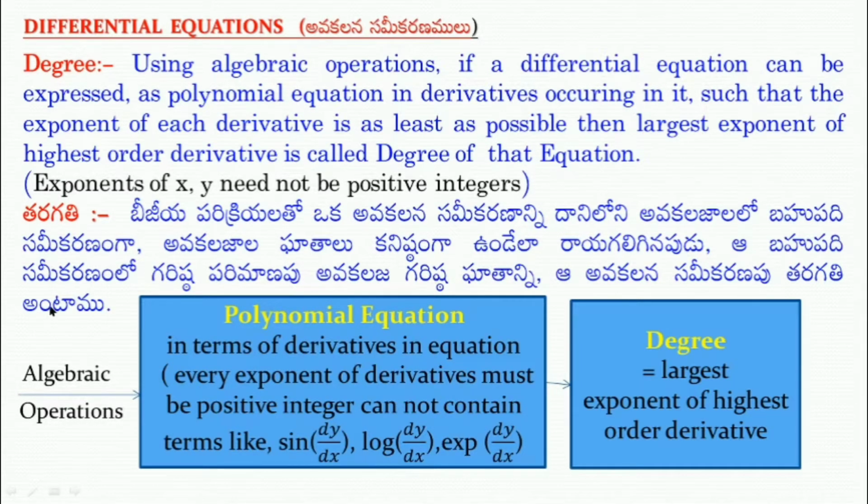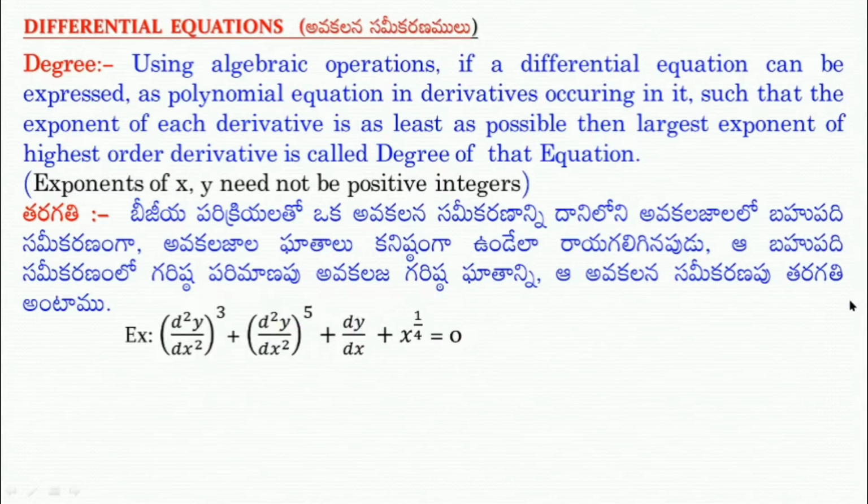So using some algebraic operations, we have to express the given equation into a polynomial equation in terms of the derivatives of that equation. In that case, the largest exponent of the highest order derivative is called the degree of the equation. So let us see some examples.